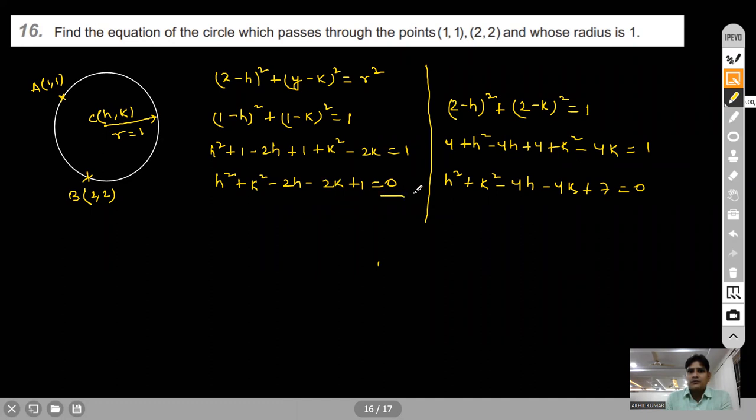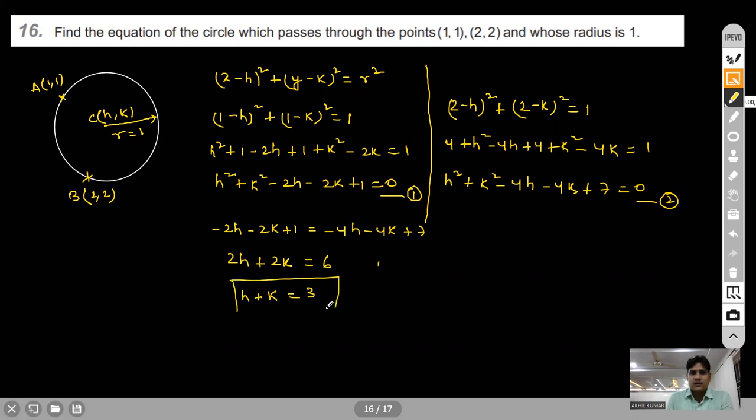Now comparing these two, they both represent the same thing. So we can say minus 2h minus 2k plus 1 is equal to minus 4h minus 4k plus 7. So this will become 4h minus 2h, 2h, 4k minus 2k, 2k, and 7 minus 1, that will be 6. So h plus k is equal to 3. We got this relation, h plus k equals 3.